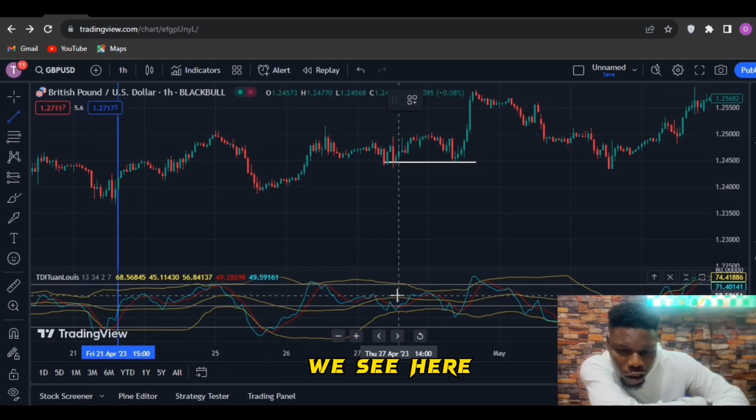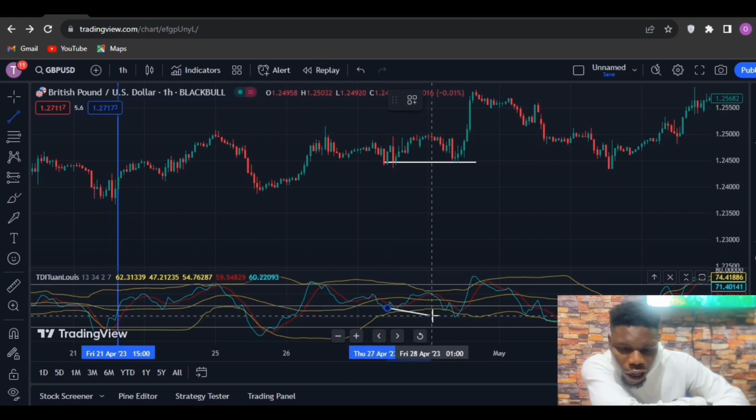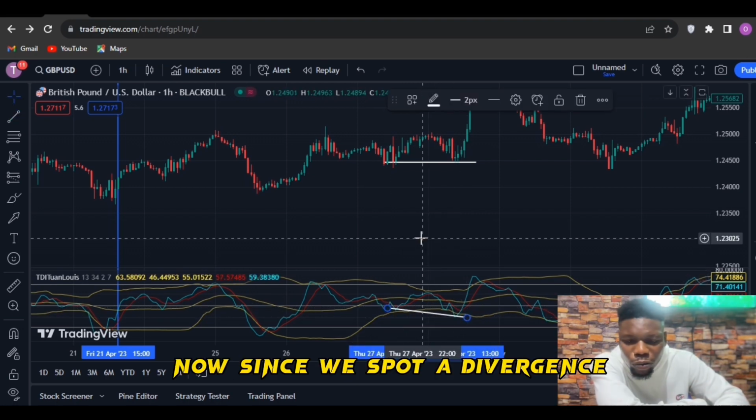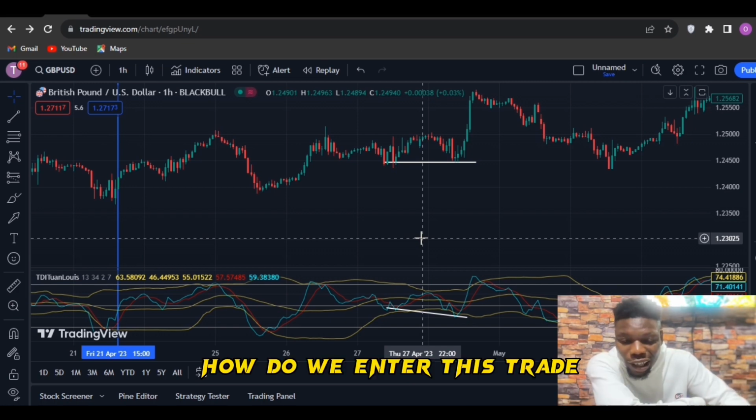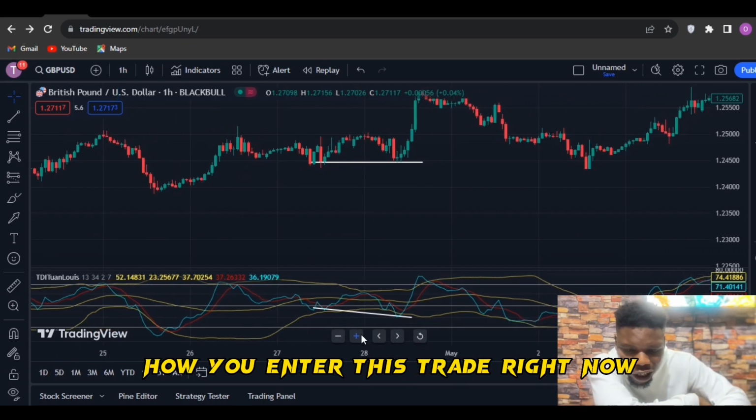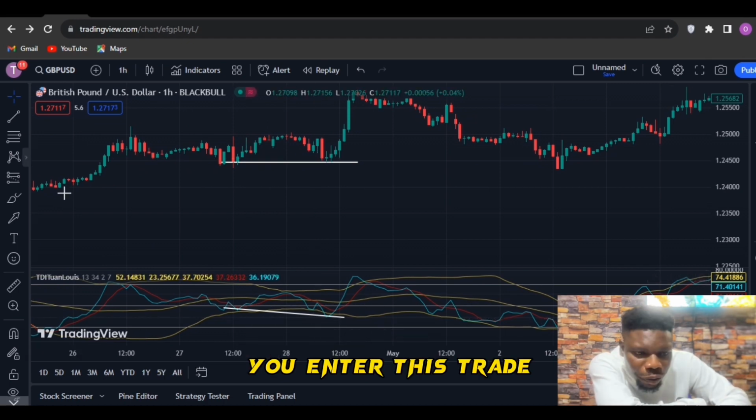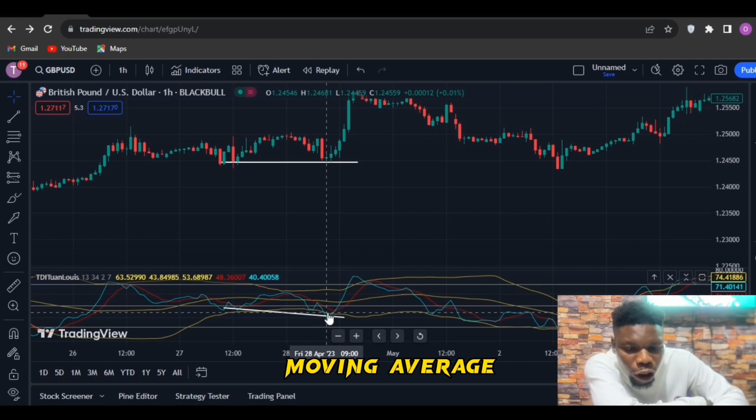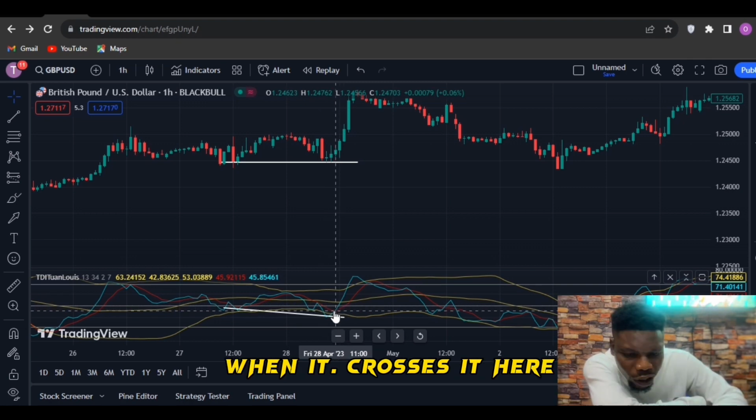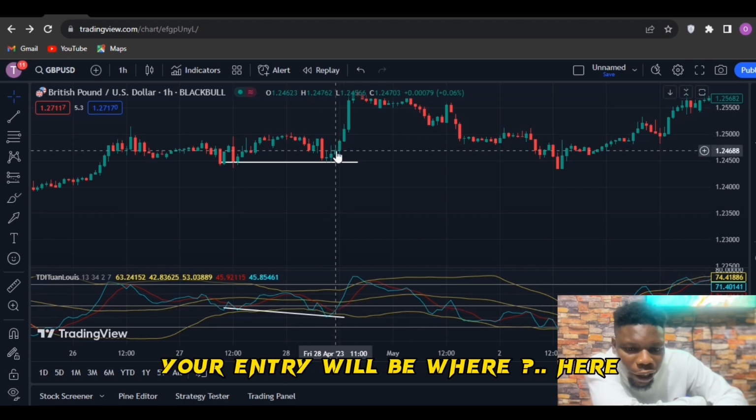What can we see here? We have another one here, a divergence here. Now, since we've spotted divergence, the next question is, how do we enter this trade? I'm going to show you how you enter this trade right now. You enter this trade when you see this green moving average cross this red. When it crosses it here, the entry will be where? Here. This is our entry.